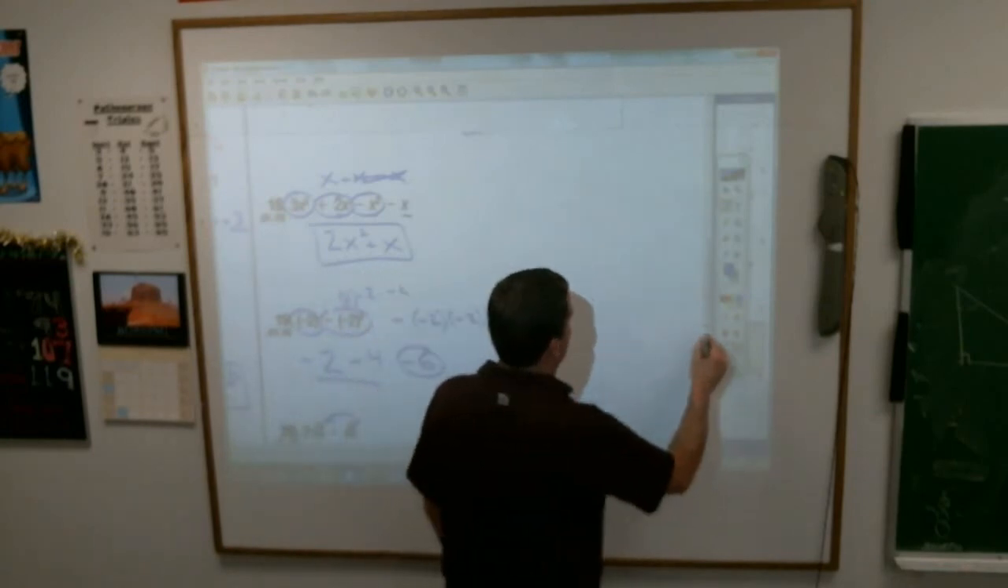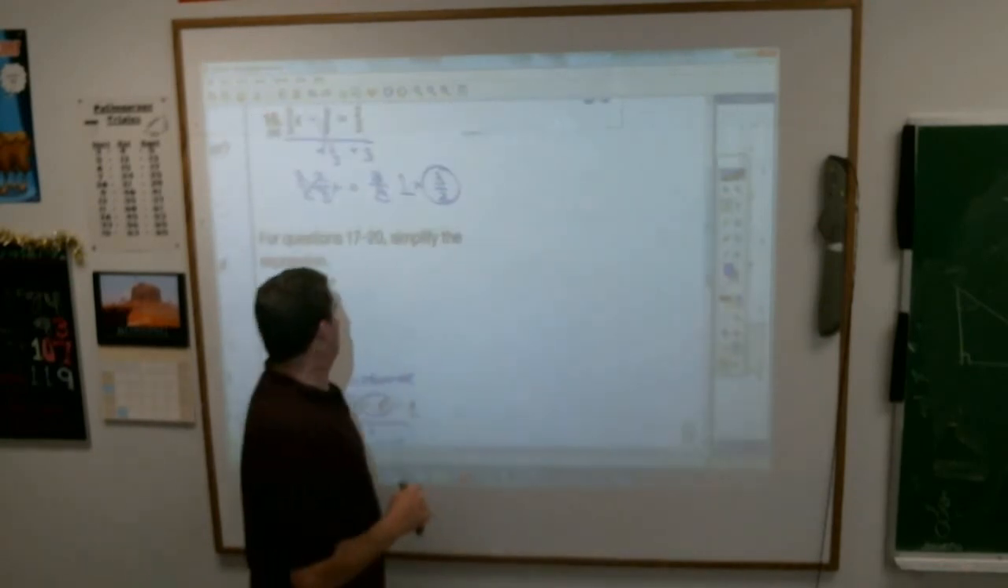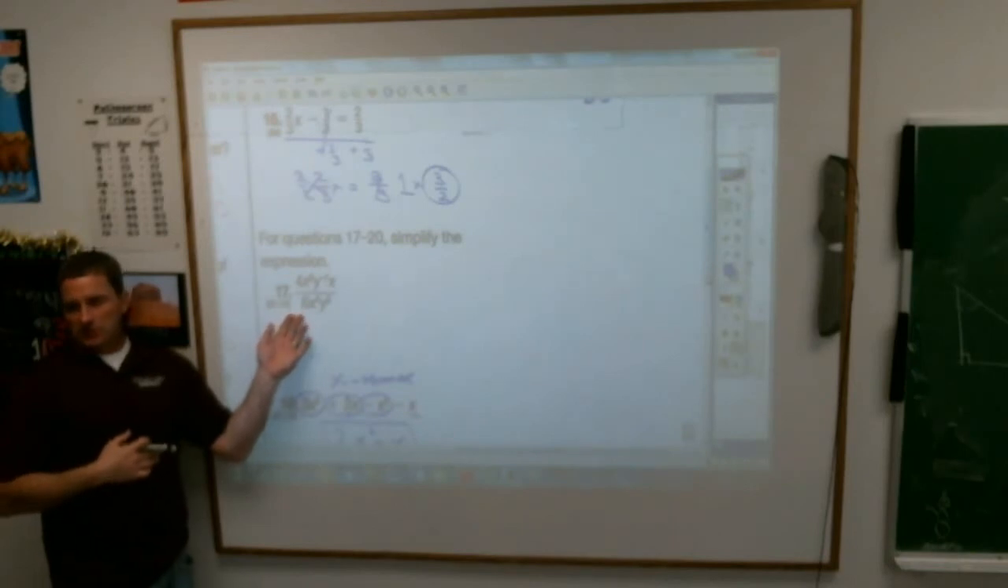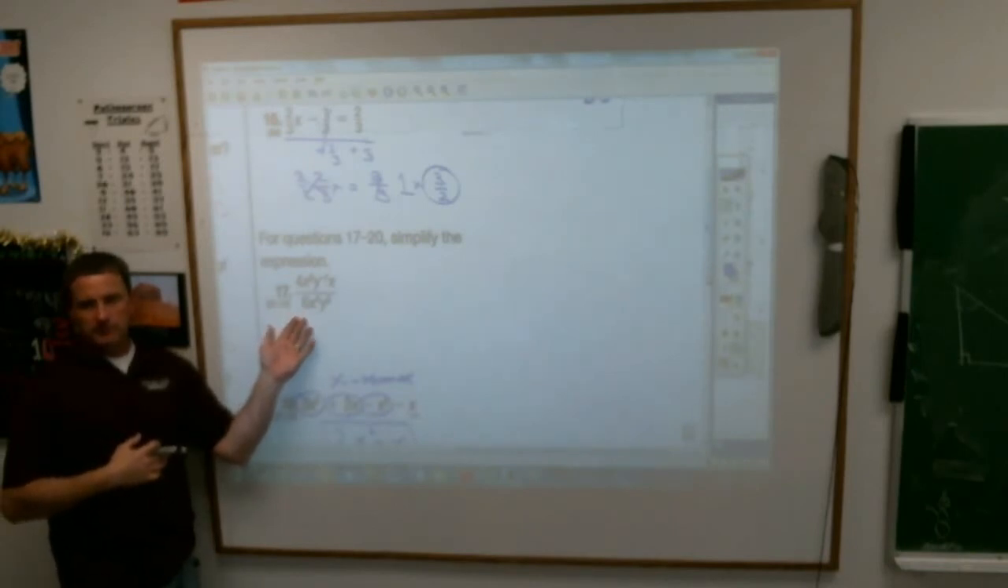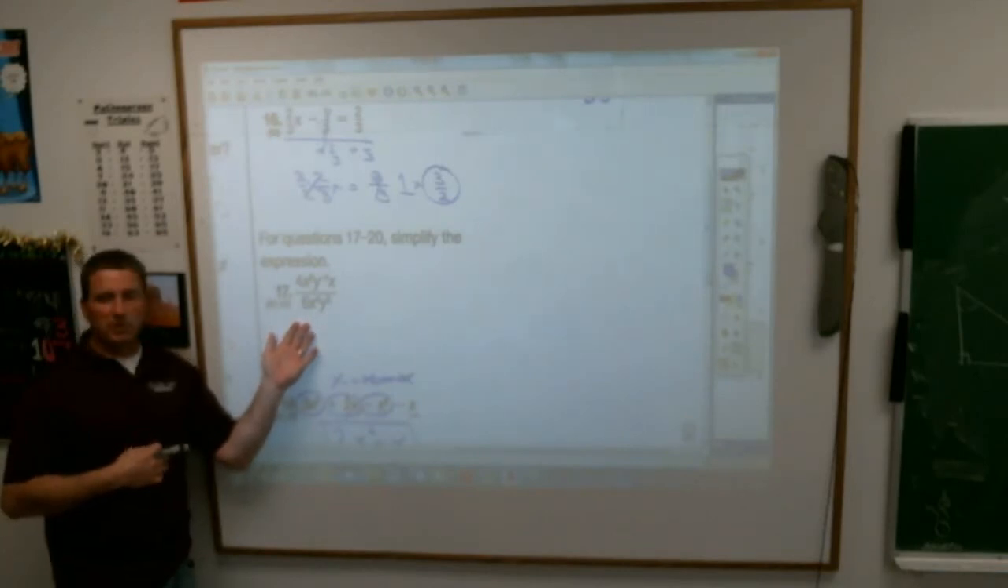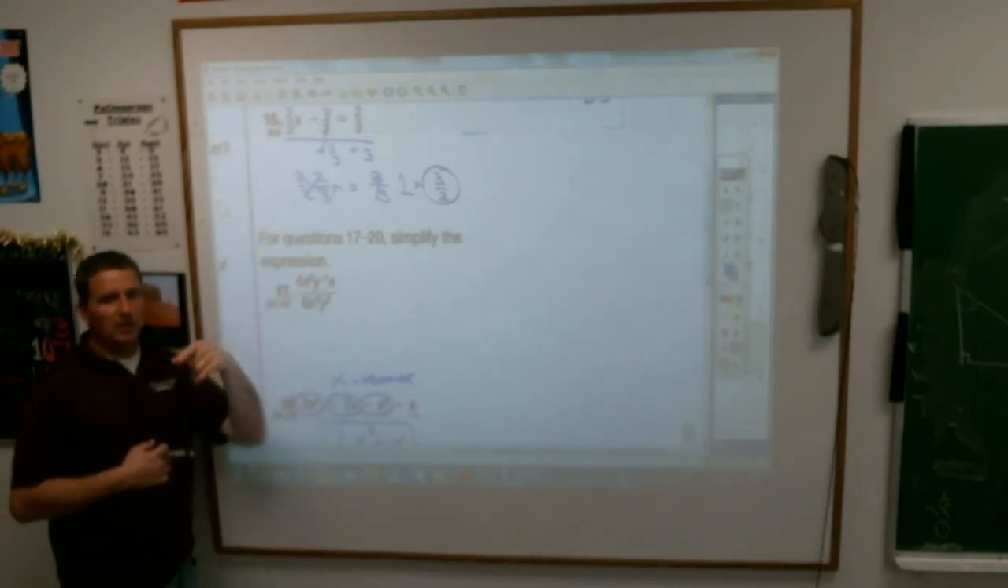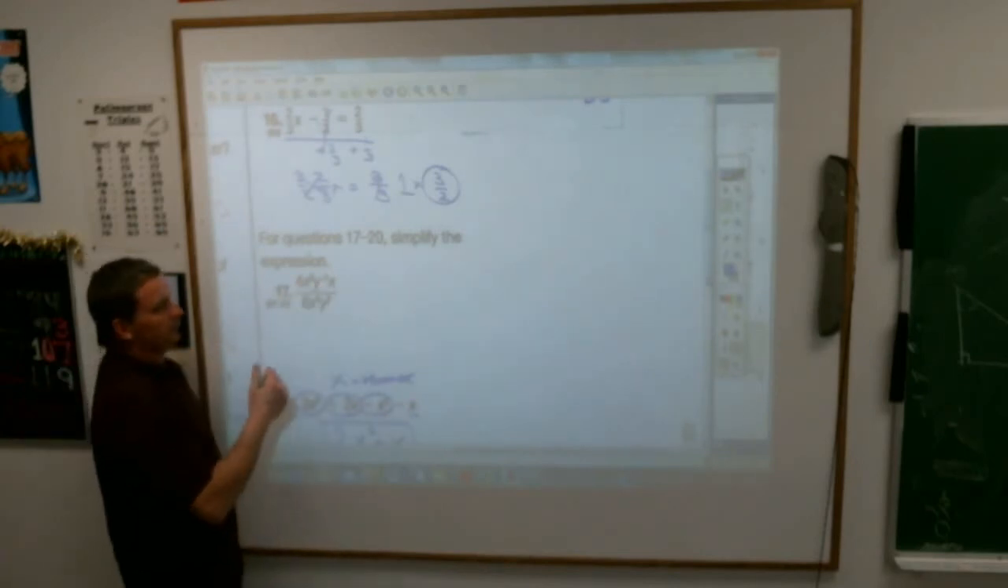And last, but proverbially not least, somebody want to tell me what they did on this one? Easiest way to do this, in my book, Michael? I wrote out all the letters, I put 2 x's. Okay, that's one way to do it, but what did you do with this negative exponent? Okay, you want to move it to the bottom. That'd be the first thing I would do.